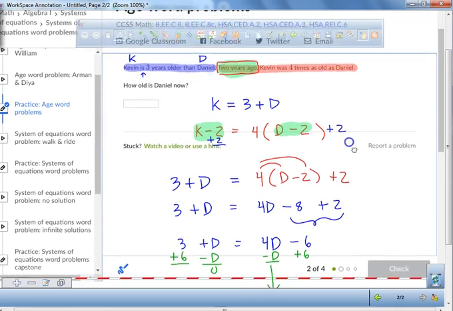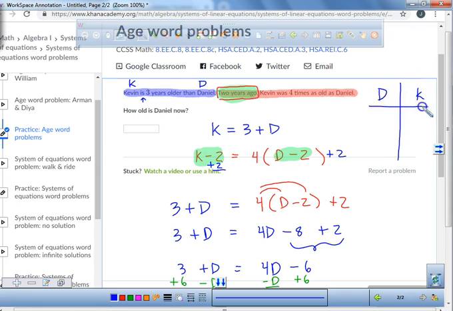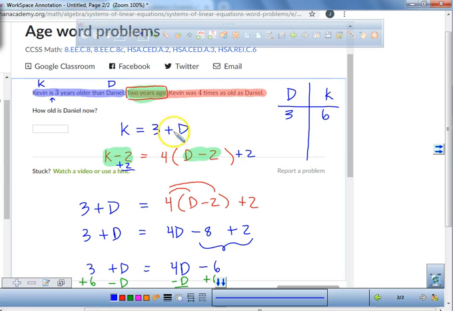All right, let's go back and let's kind of check right now, okay? Right now, we're saying Daniel's age is 3. So let's just make a little table here. We're going to make Daniel and then a Kevin table, okay? So right now, Daniel is 3, which means what? Kevin is 6, okay? So right here, if I plug it in, if Daniel's 3, what is Kevin? 3 plus 3, which is 6.